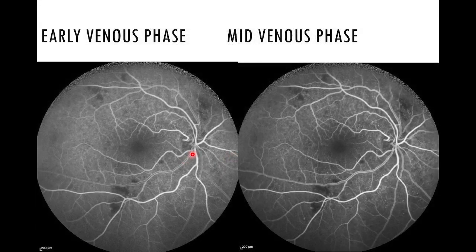So now what happens? Gradually more and more fluorescent blood enters into the central circulation. So gradually the laminar flow decreases. We can see here the gradual decrease of the laminar flow, that is the early venous phase and the mid venous phase. Still the laminar flow is there, but the filling of the blood vessel is still occurring.